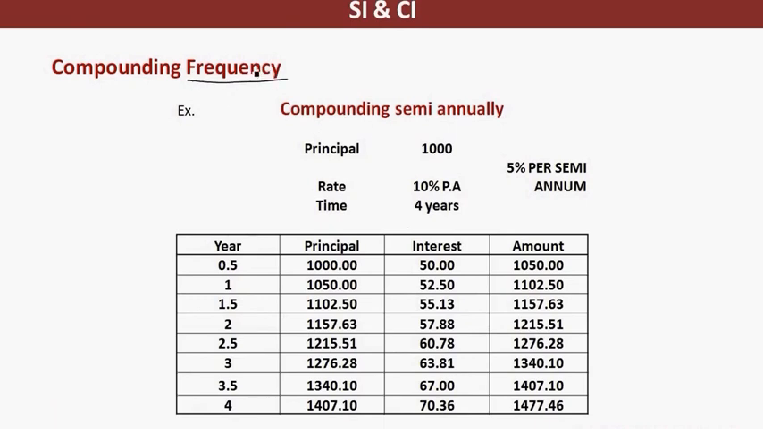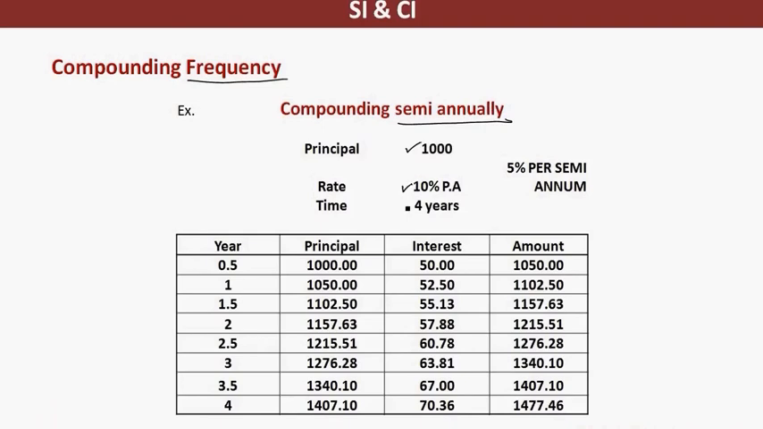Another very important concept is compounding frequency. Compounding frequency means how frequently the compounding is done. The cases that we have done till now have been the cases of annual compounding. That means the interest is calculated per year and added into your account at the end of the year. If I talk about a compounding frequency in a semi-annual mode, that means interest will not be calculated at the end of the year, but interest will be calculated at the end of 6 months and added to my account.